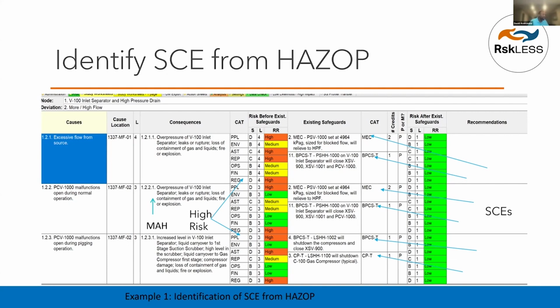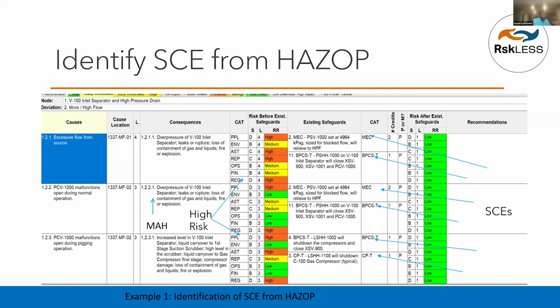Again, if you look at them, I'm going to focus only on one example, cause 1.22. Cause 1.22 is the failure of a pressure control valve, PCV 1000, malfunctioning open during normal operation and malfunctioning open during pigging, 1.2.3. We saw the cause location there.